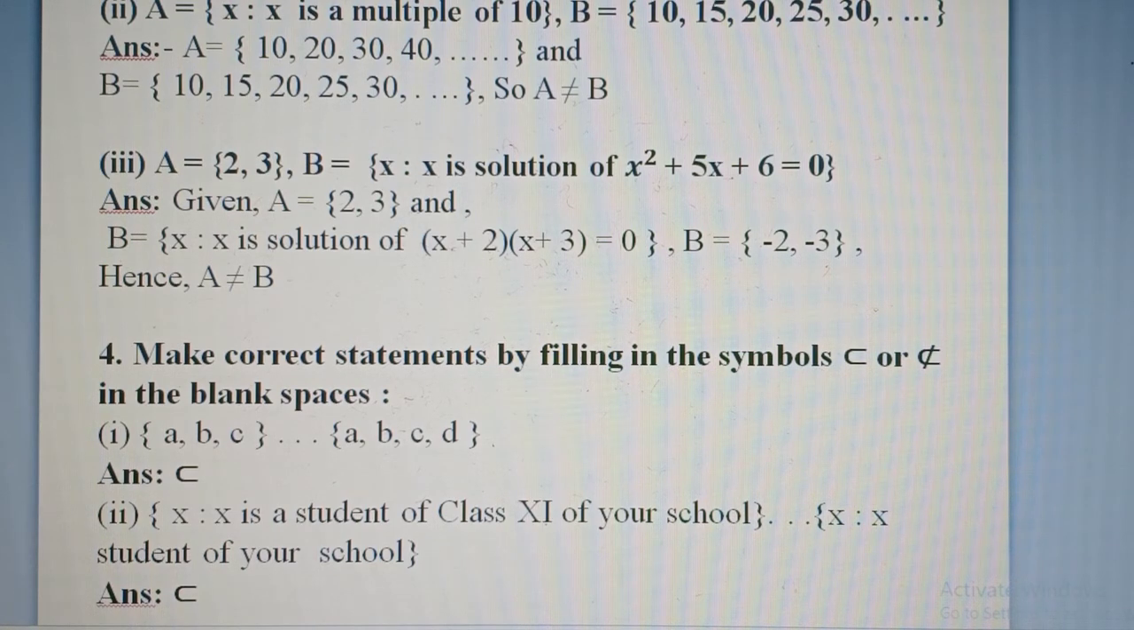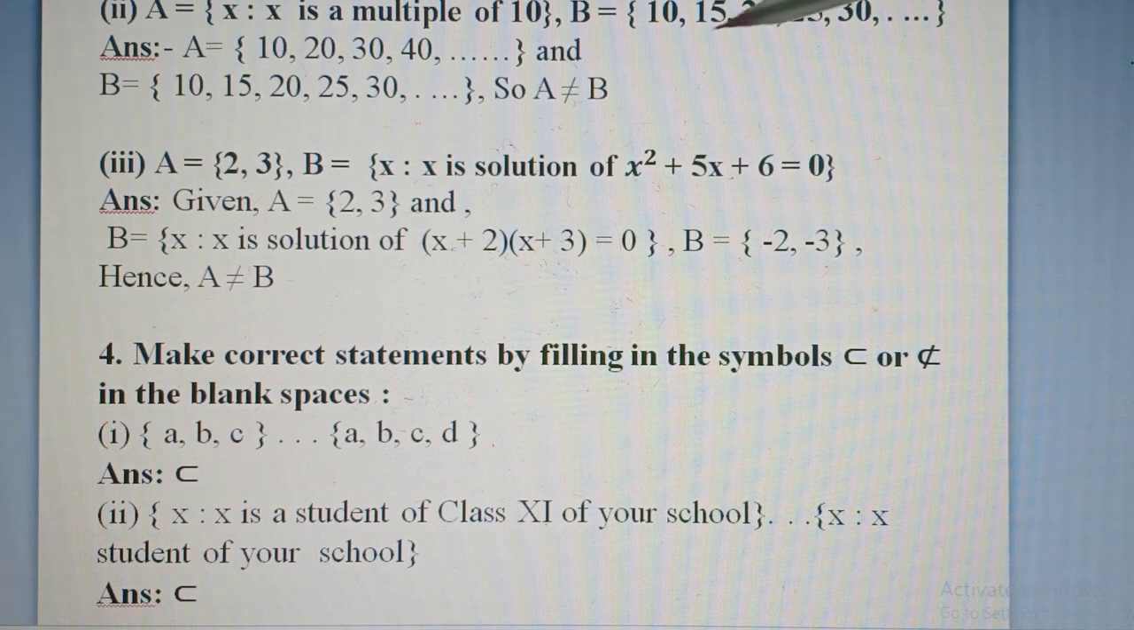So students, we have to check whether A equal to B or not. First we have to find the set A in roster method. It is given in set builder form. A is a multiple of 10. Multiple of 10 means 10, 20, 30, 40, and so on.